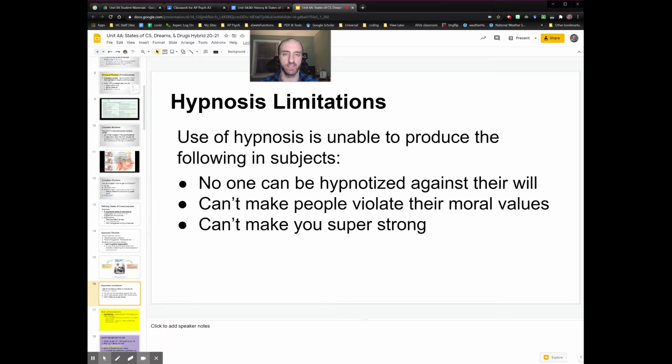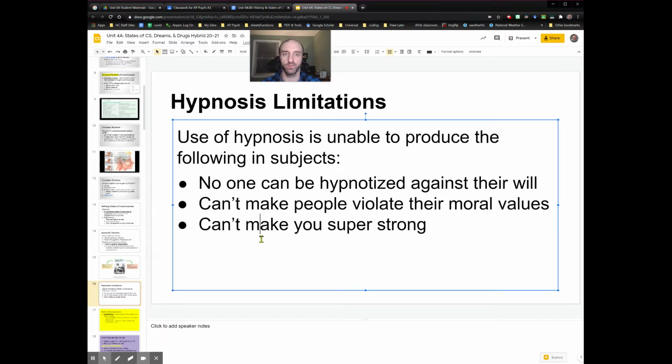Someone was trying to hypnotize subjects to take sulfuric acid and throw it in somebody's face. Obviously, it wasn't real sulfuric acid, but they were trying to hypnotize people to throw it in another person's face, and they wouldn't do it. Obviously that has to be replicated, but it's been replicated and doesn't work. Also, it doesn't make you super strong, but taking your vitamins and drinking milk does.